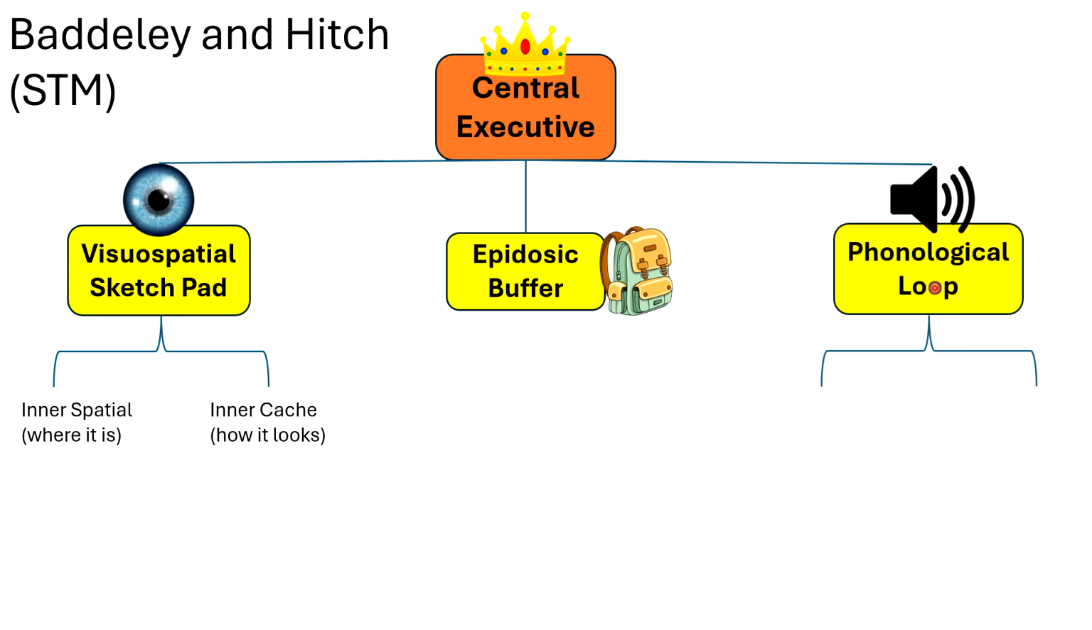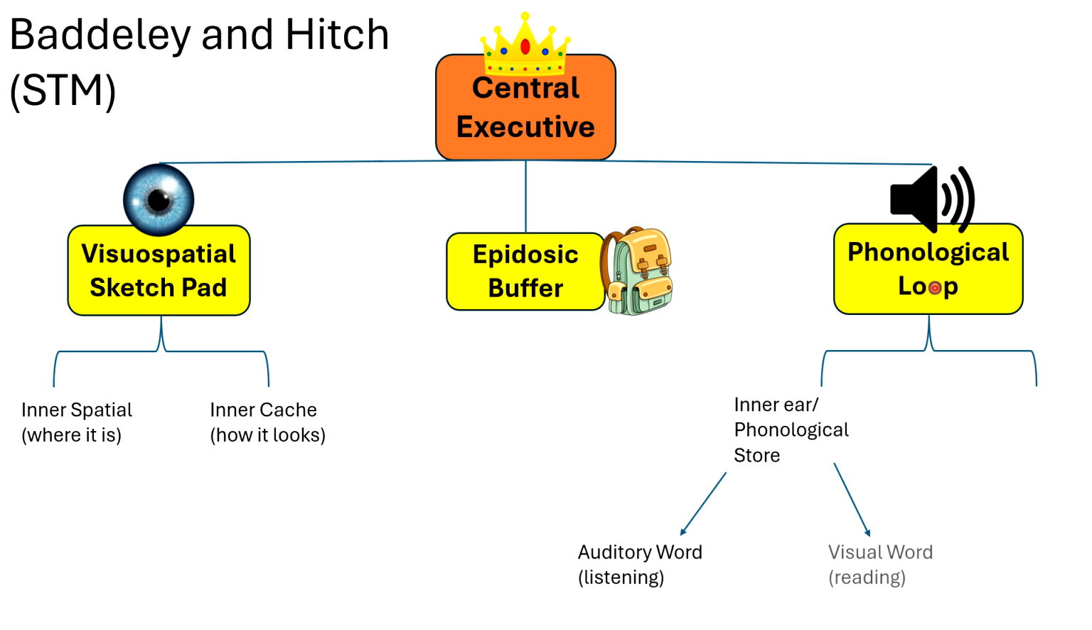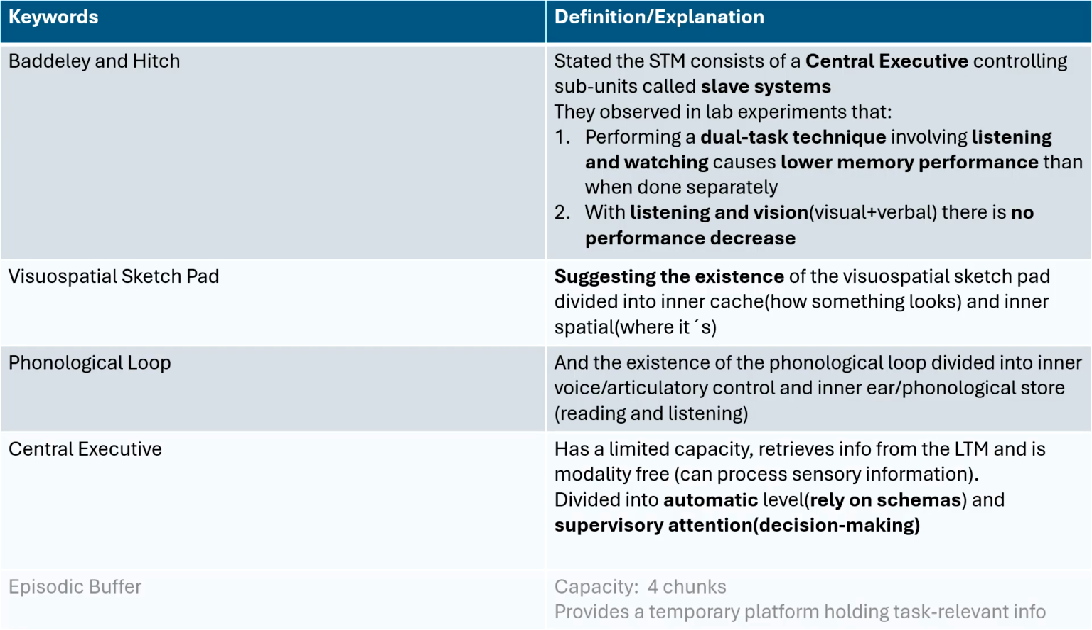The phonological loop is divided into inner ear or phonological store that involves listening and reading, and the inner voice or articulatory control. Here are the written explanations and more or less what you would write. Some of this here wasn't shown in the diagram, so let's go through it as well.